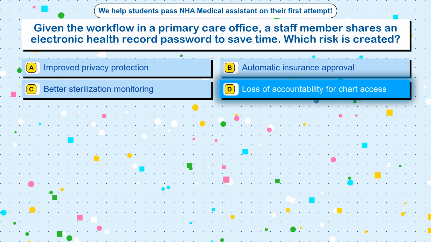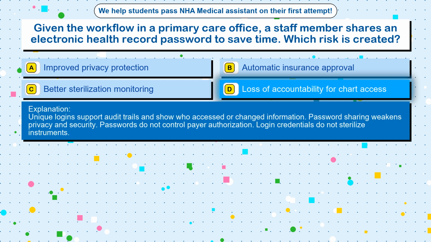The correct answer is option D, loss of accountability for chart access. Unique logins support audit trails and show who accessed or changed information. Password sharing weakens privacy and security. Passwords do not control payer authorization. Login credentials do not sterilize instruments.